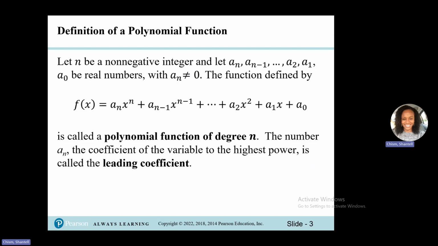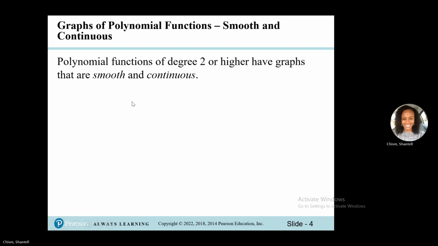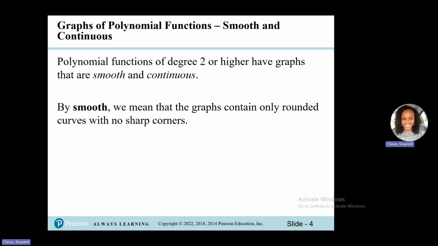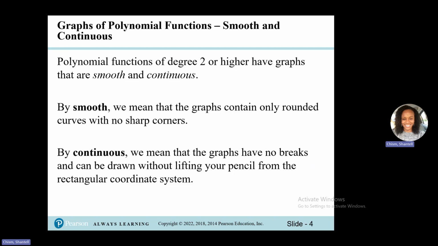The polynomial function will be stated as having degree n, the highest exponent, and the leading coefficient is the coefficient of that highest term. Usually we put it in descending order. A polynomial function of degree 2 or higher has graphs that are smooth and continuous. By smooth, we mean the graph contains only rounded curves with no sharp corners. By continuous, we mean it has no breaks. You don't have to lift your pencil to draw it.